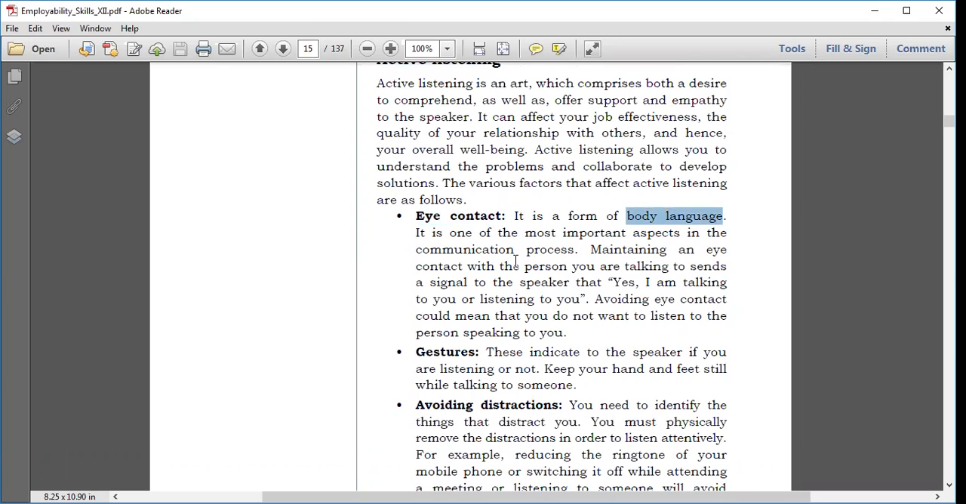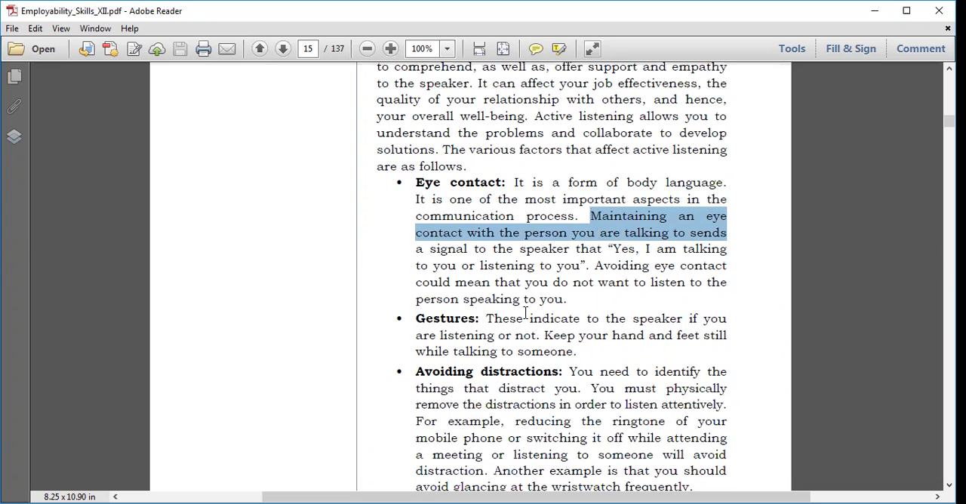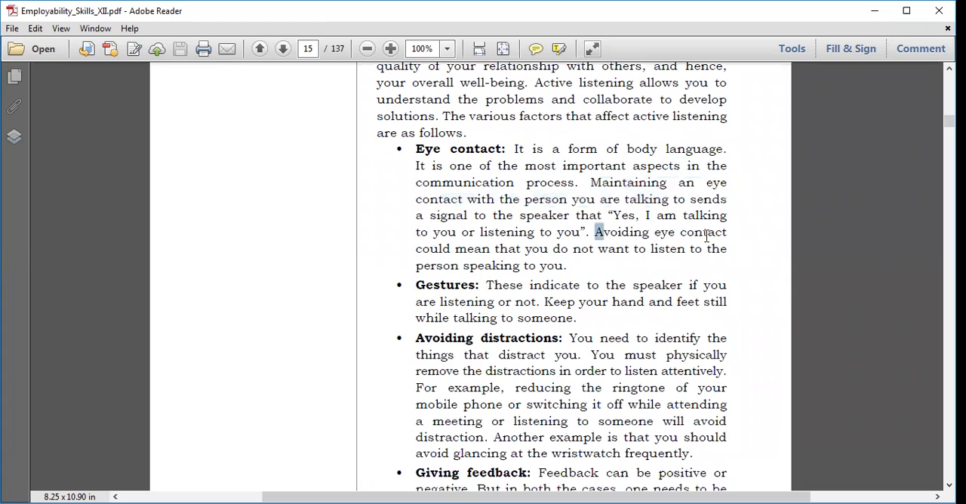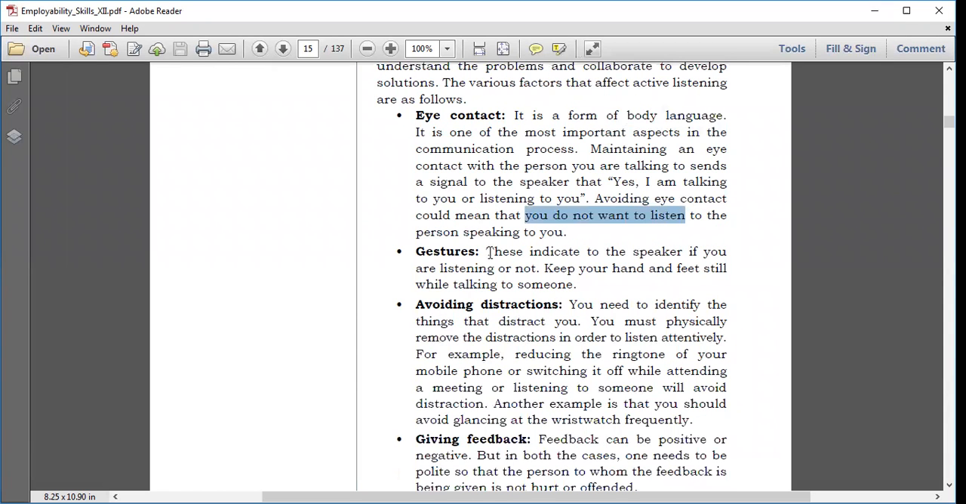When you have eye to eye contact, then the speaker and the listener both will understand that the communication is being done properly, right? The sender will also come to know that this person is listening to me. So it's very important in communication. Always maintain eye to eye contact with the person you're talking to. If you avoid eye contact, that means you do not want to listen to that person.